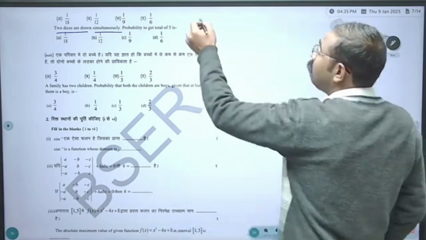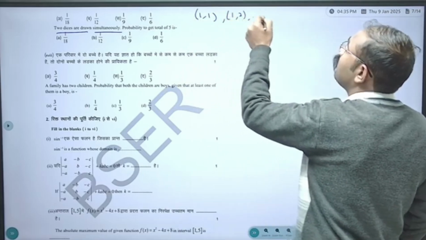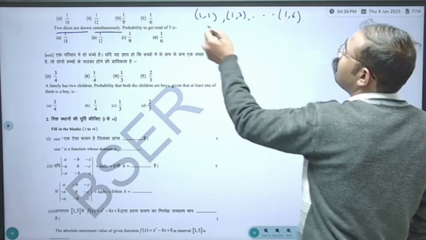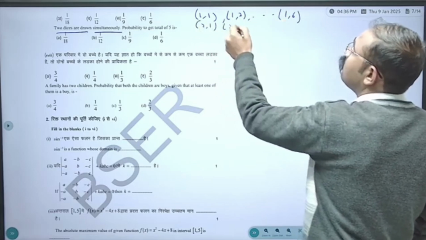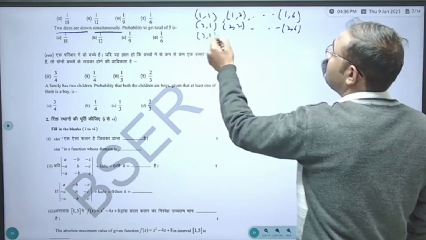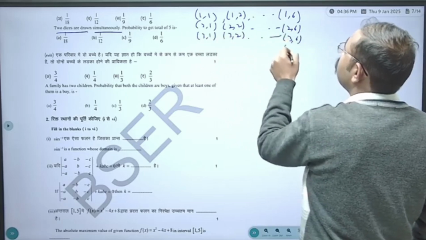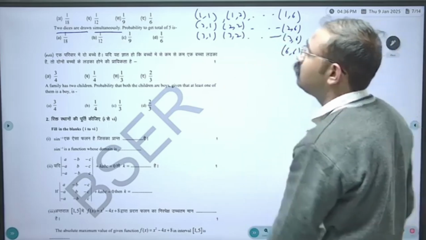We threw two dice, the outcomes are 1,1, 1,2, in last 1,6, and 2,1, 2,2, in last 2,6, 3,1, 3,2, 3,6, and in last we will have 6,6.